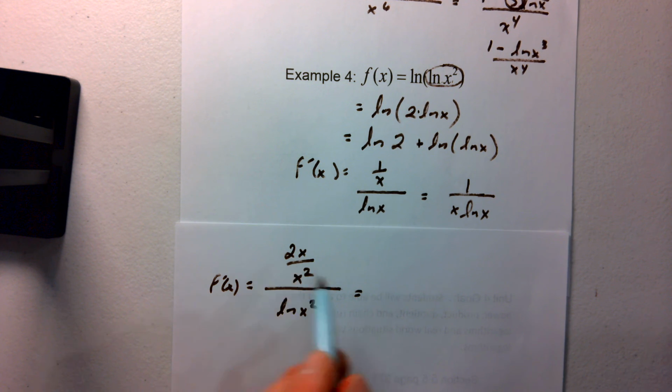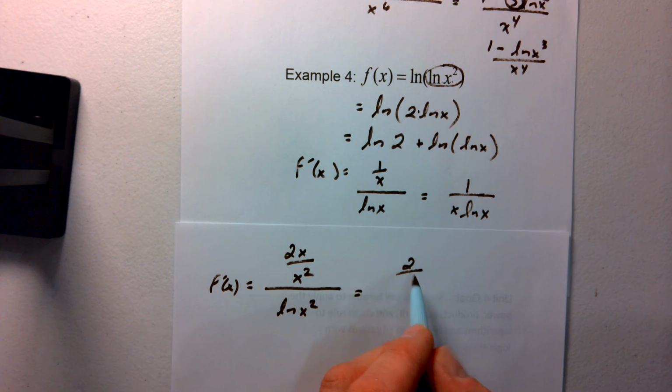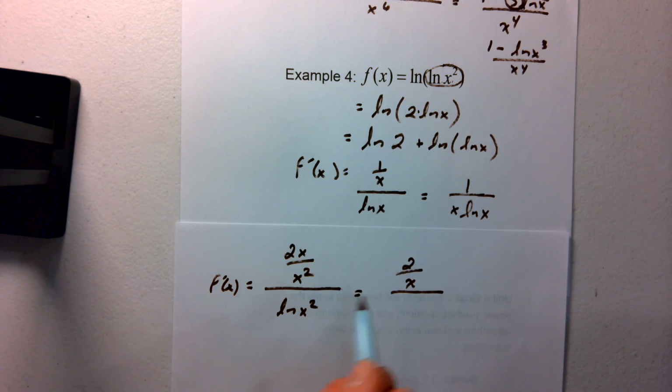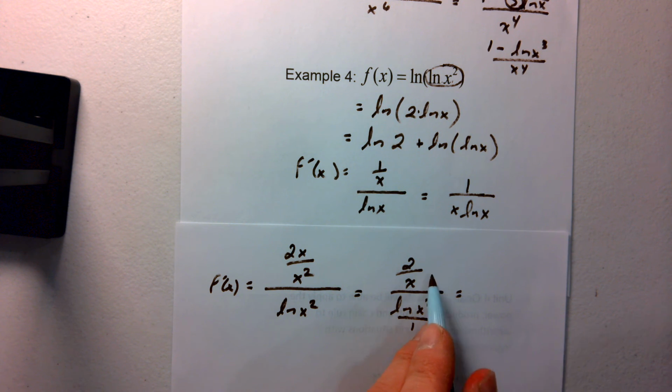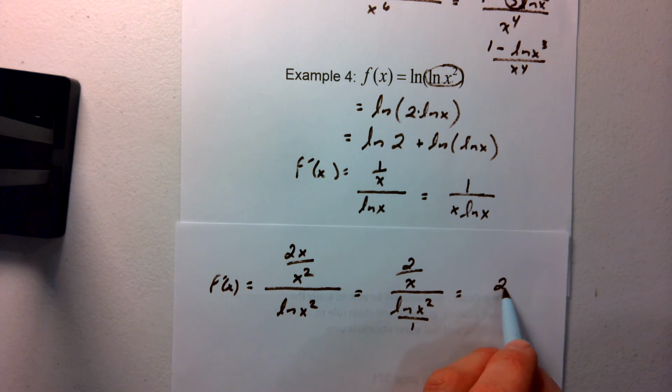Well, let's play a little bit with this. We have 2x over x squared, so that's going to reduce to 2 over x over the natural log of x squared. Now I have a fraction divided by something. I can do my multiplication by the reciprocal, and that's going to give me 2 over x natural log of x squared. That's still not exact. Oh, what can I do with that?